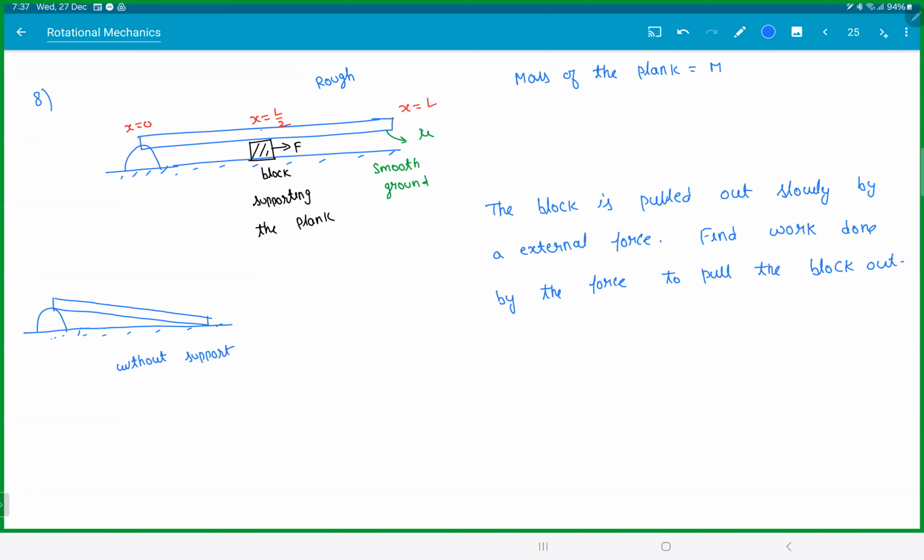Did you get the question scenario? So there is a plank, a block is supporting it. So all the weight is falling on this block. There's friction between the plank and the block, but there's no friction on the ground. So someone started pulling this block slowly, so it is not accelerating, it is pulled slowly by some external force. Initially it is at L by 2. Find the work done by this force to pull this block out from under the plank.